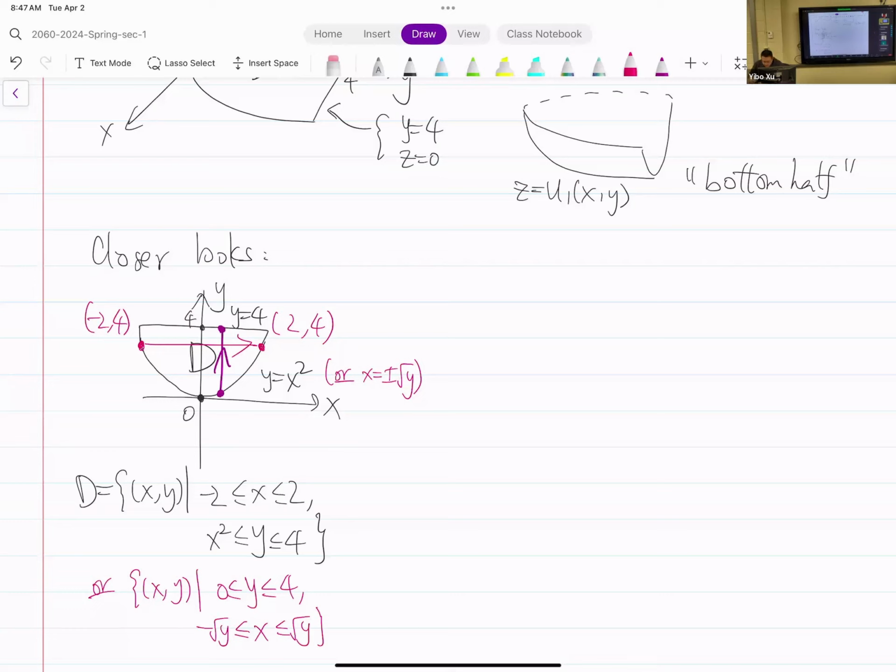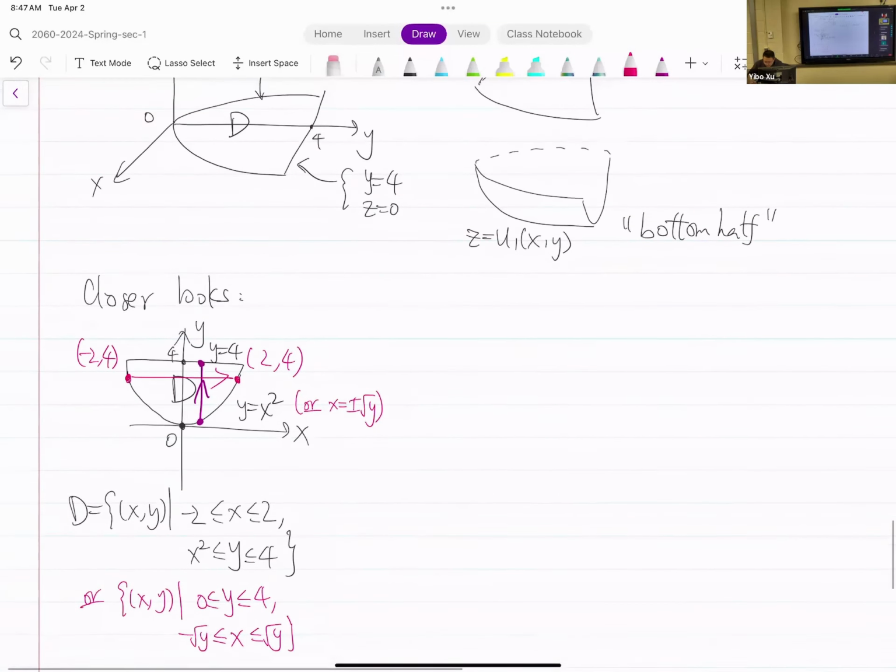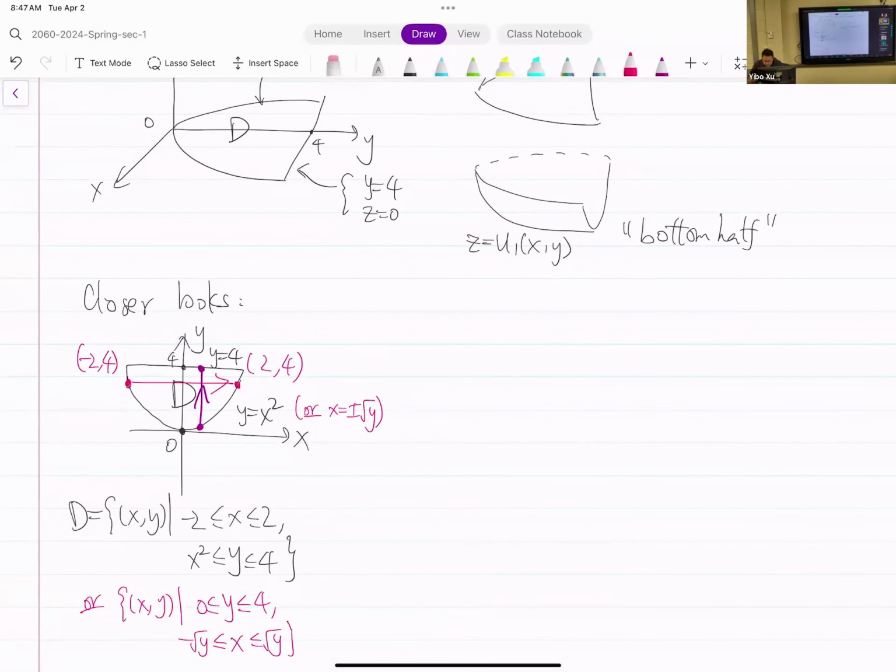Right. So now let's look at the 2 surfaces. So we have the top half and bottom half, right? So we just need to describe U1 and U2. Okay. So for the top half, we are talking about the top half and bottom half of the paraboloid y equals to x squared plus z squared.